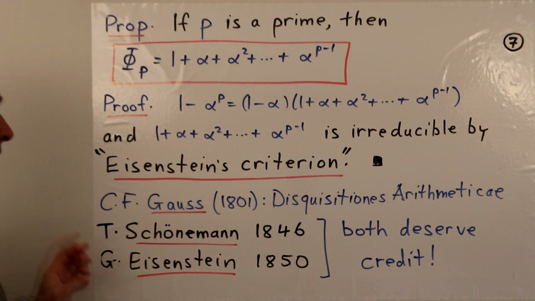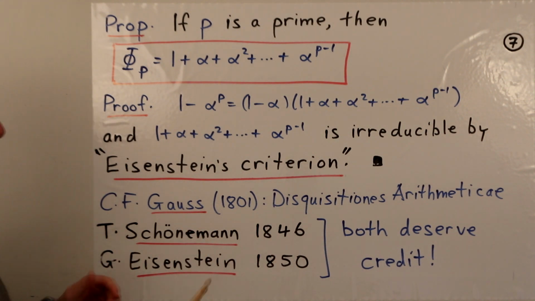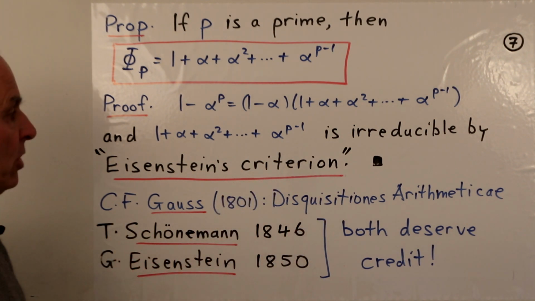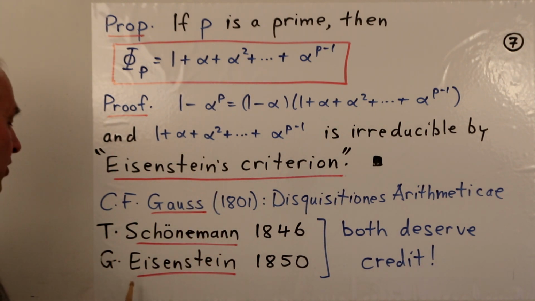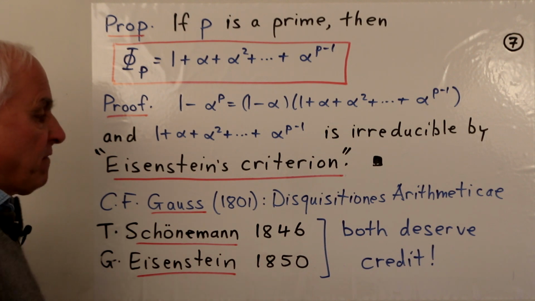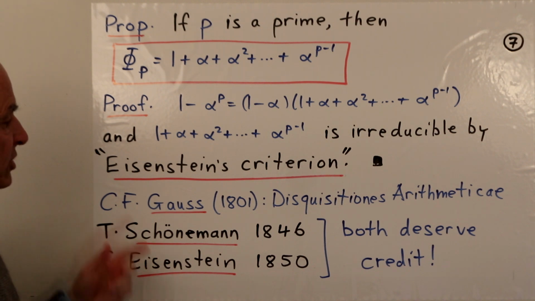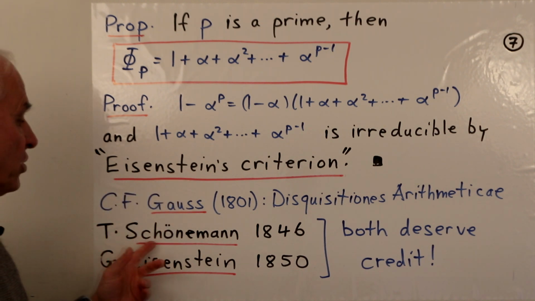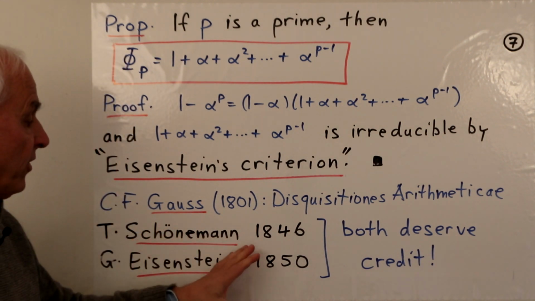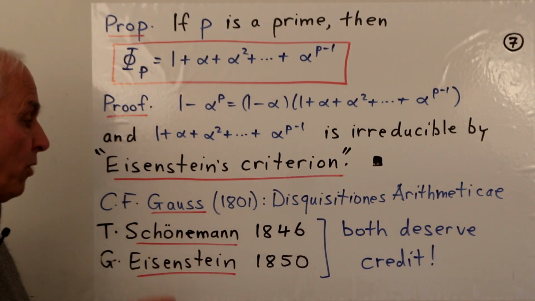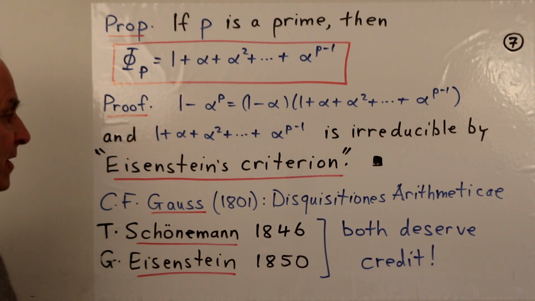And then a little bit later, Theodor Schönemann in 1846 gave a result which is basically Eisenstein's criterion, but it became known as Eisenstein's criterion due to the work of G. Eisenstein in 1850, who was actually, I believe, a student of Gauss. Now, although it's usually called Eisenstein's criterion, it's a little bit unfair because Schönemann deserves, I think, equal credit. And I think in prior times, this was given more equal credit. And we're going to move in that direction. So from now on, we're going to refer to it as the Schönemann-Eisenstein criterion.